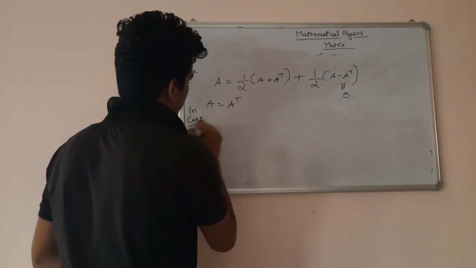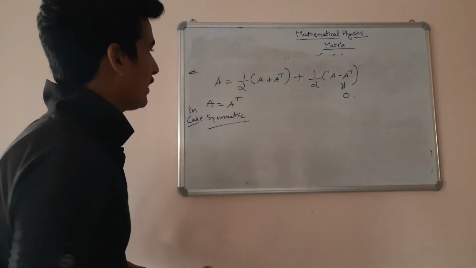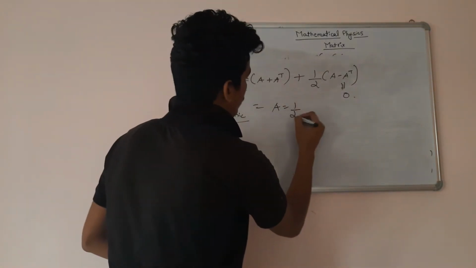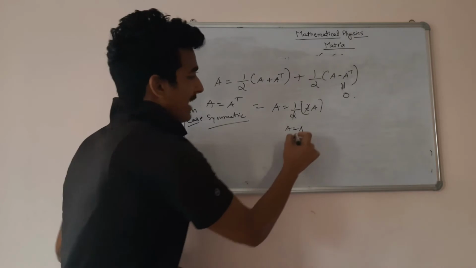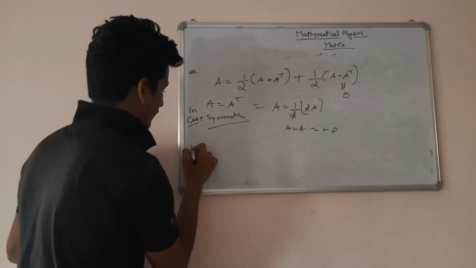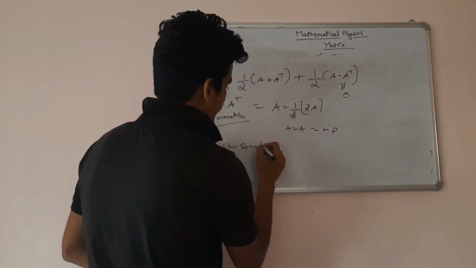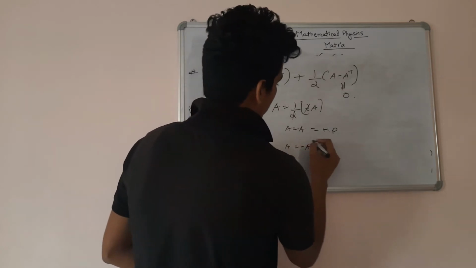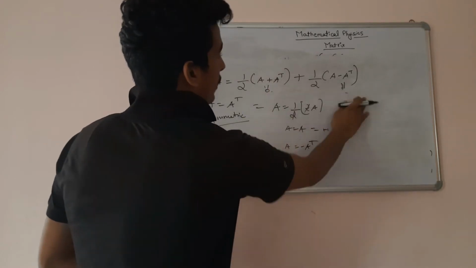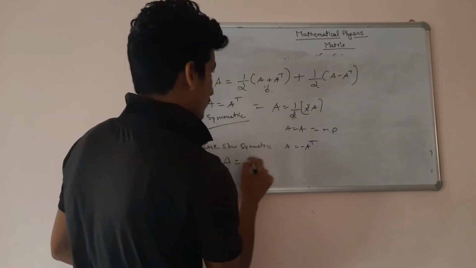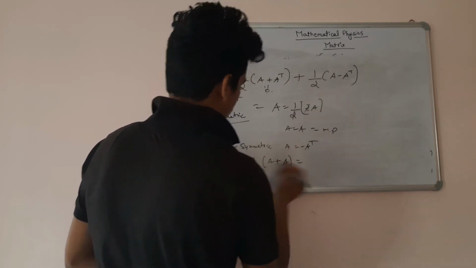ये केस है किसका? सिमेट्रिक का. Okay, so A equals A transpose, then A equals 1/2 of 2A, which equals A. And also in case of skew symmetry, A equals minus A transpose, so this term becomes 0 and only this term is present, A minus A transpose, so plus A, so this is 2A.